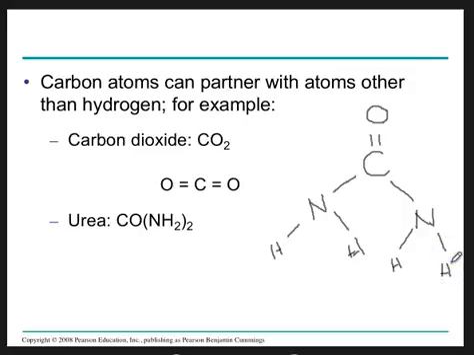Okay, there we go. So that's going to be urea, and that looks like a good place to stop this video. We'll pick up on our next slide, which is actually going to talk about carbon and the structure of the carbon backbone.